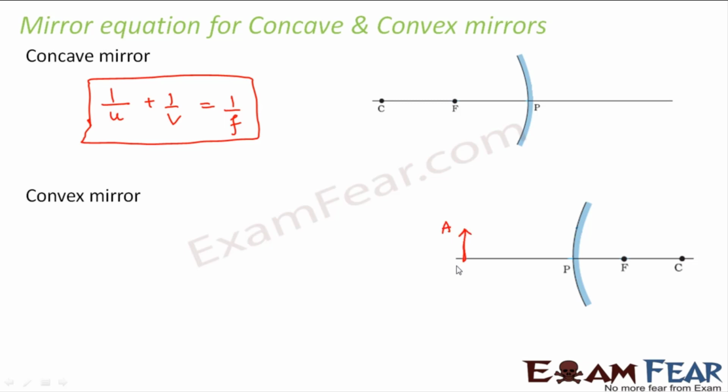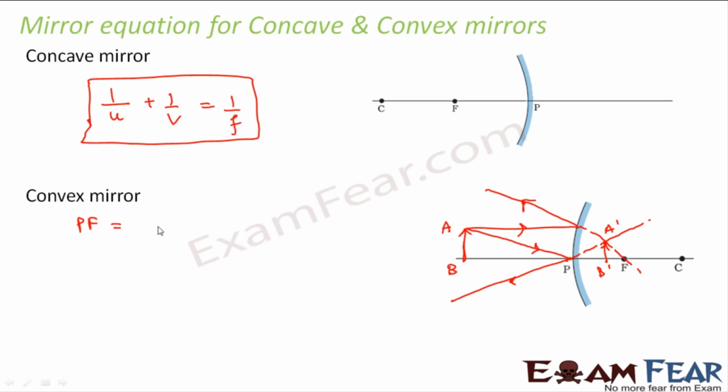If I assume the object to be some object, say AB, how would the ray diagram look like? Any ray of light parallel to principal axis after reflection will appear to pass through this principal focus. Another ray of light which falls obliquely to pole gets reflected obliquely. So these two rays meet virtually at some point like this. So an image A dash B dash is formed. So in this case, where is my focal length? My focal length is PF. So in this case, PF is equal to f positive.